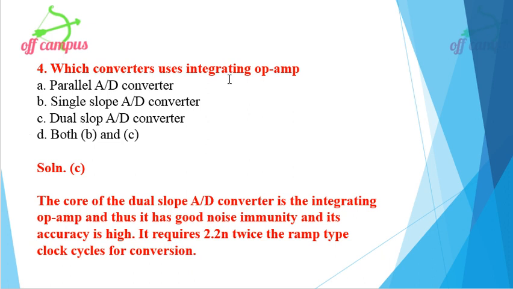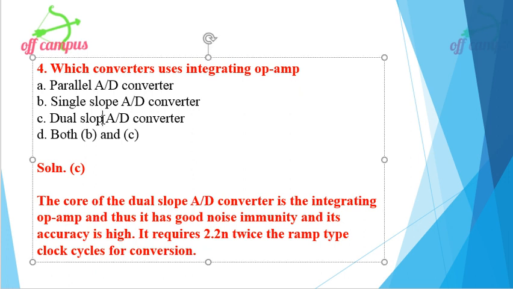Which converter uses an integrating op amp? Parallel AD, single slope AD converter, dual slope AD converter, or both B and C. The answer is the dual slope AD converter, which uses the integrating op amp. The explanation given: the core of the dual slope AD converter is the integrating op amp.